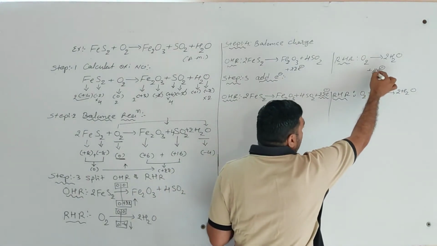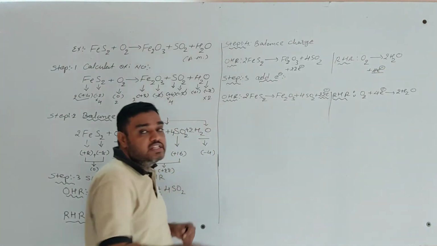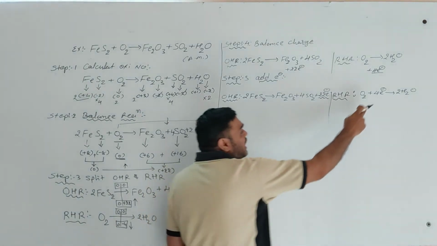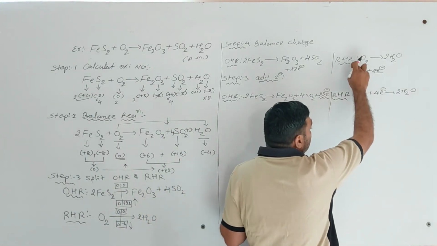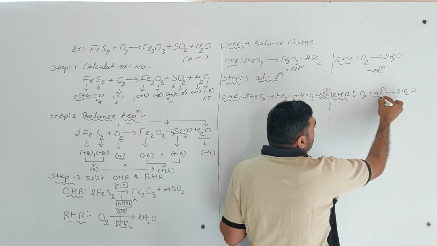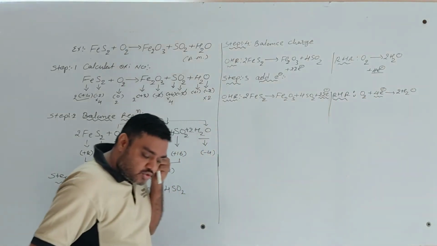Similarly, 4 is the change in oxidation number, or the decrease in oxidation number, hence 4 electrons are added on the reactant side in the reduction half reaction. That you understood very well.